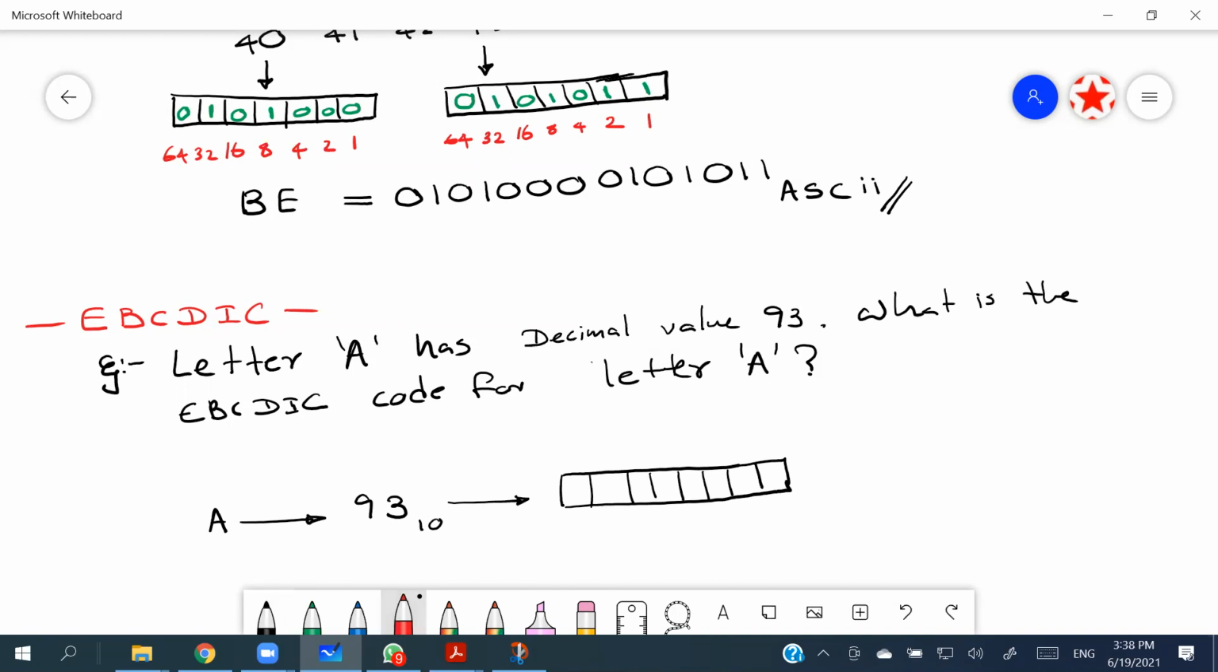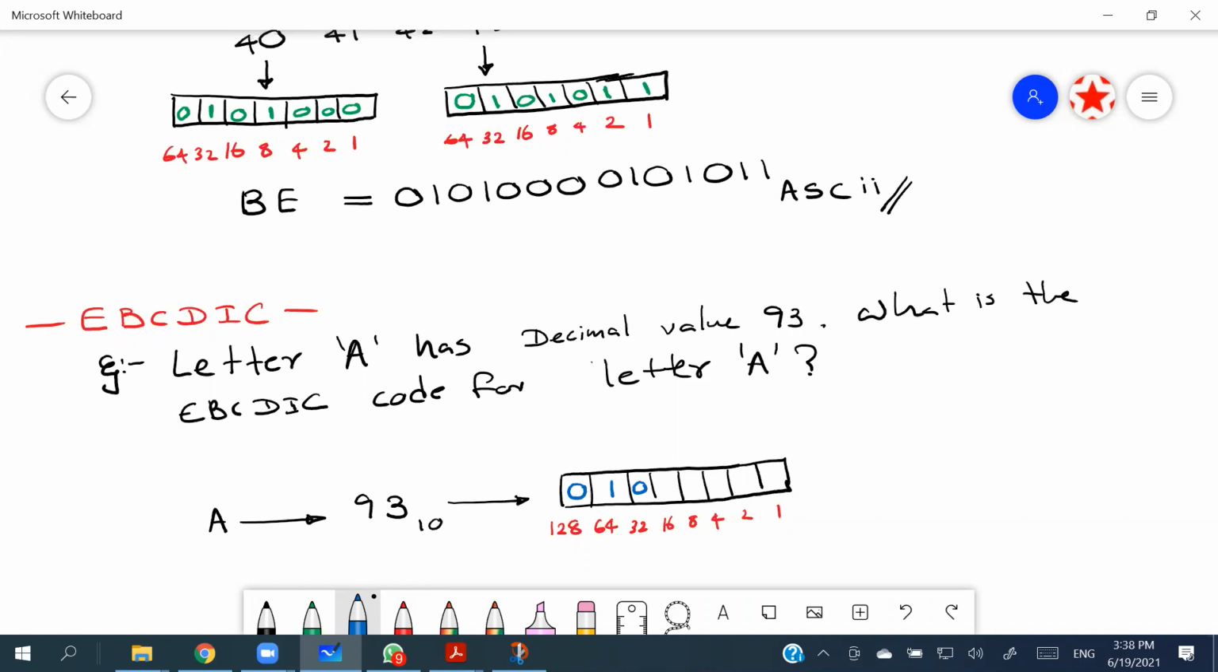Right, so we write the place values: 1, 2, 4, 8, 16, 32, 64, 128. So how are we going to plot? No 128, otherwise it would have to be larger than 128. For 93, 64 is needed. 64 plus 32 gives you 96, so we don't use 32. Right? So for 64 to become 93, it needs 29 more.